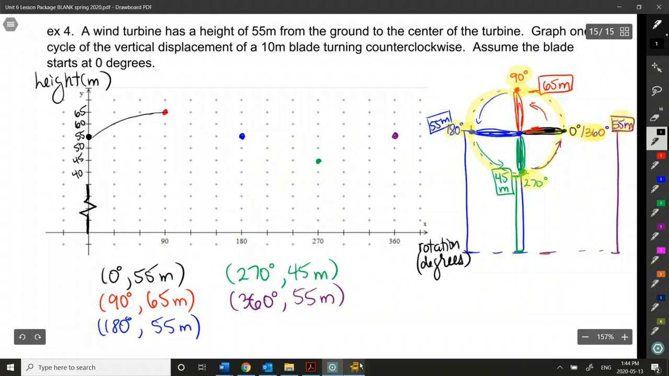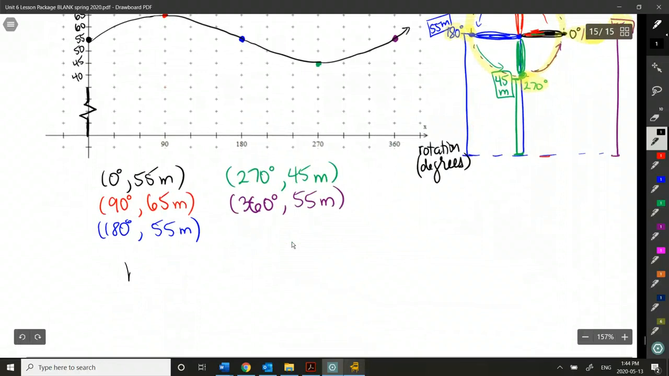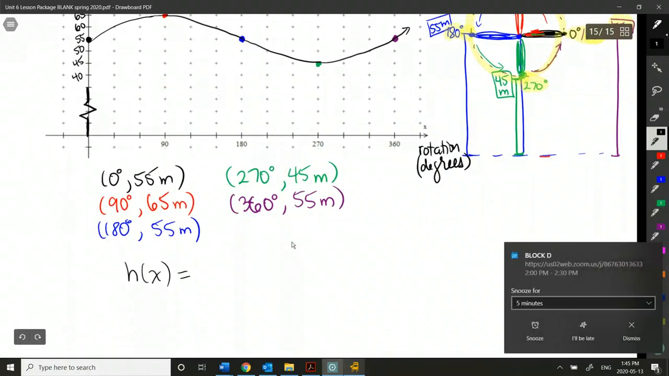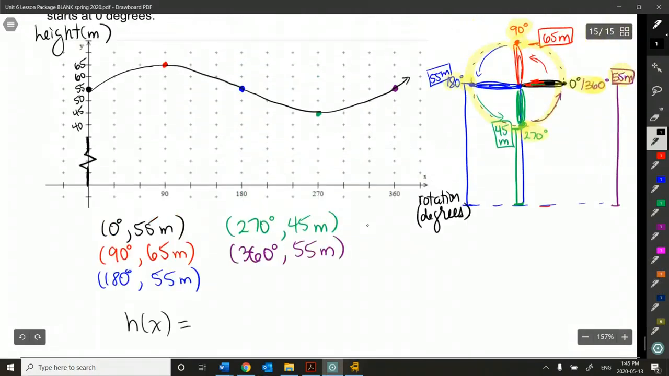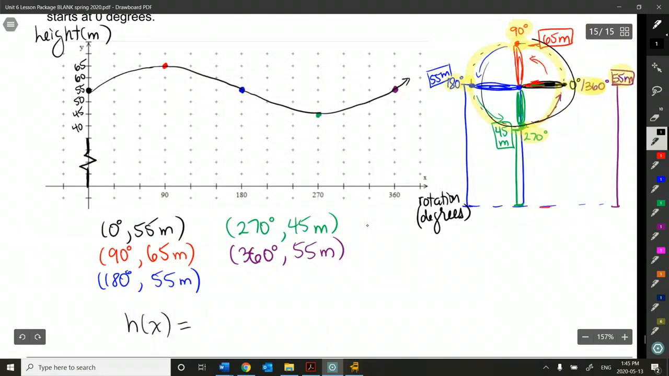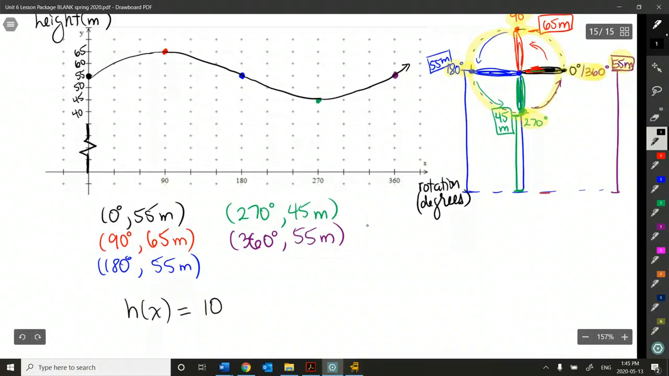And I would also like to ask you, what is the equation of this function? So perhaps we can use h(x) for this one. We are going to know the amplitude of this based on the radius of this circle. So if the blade is 10 meters long, I know that my amplitude is 10. Period here is 360, so k needs to still be equal to 1.